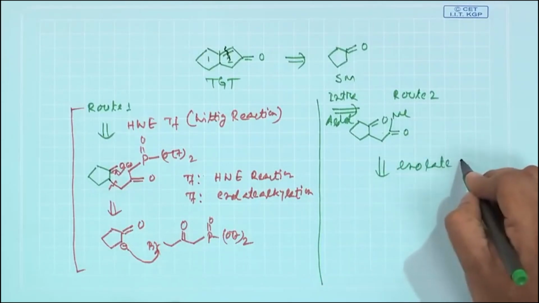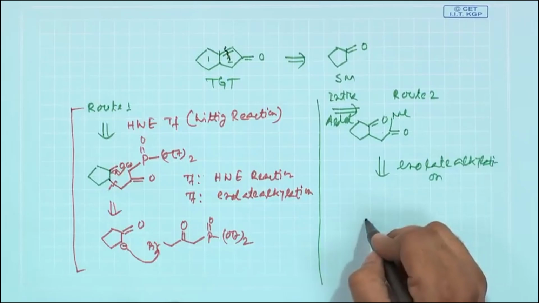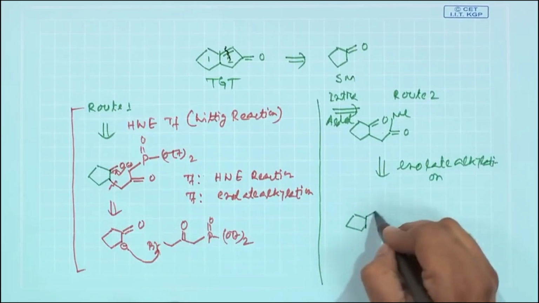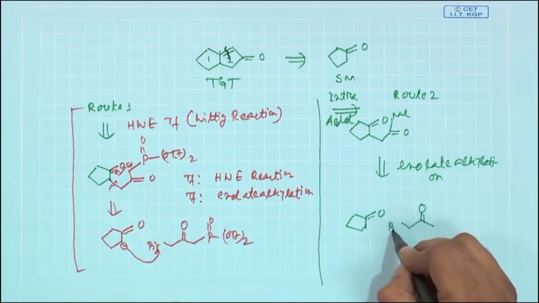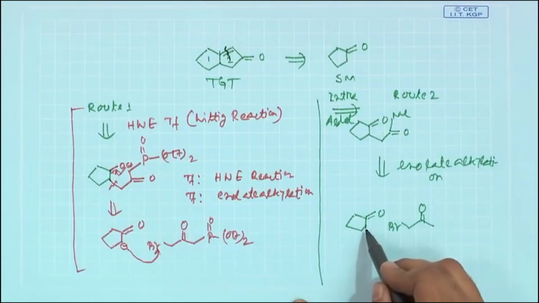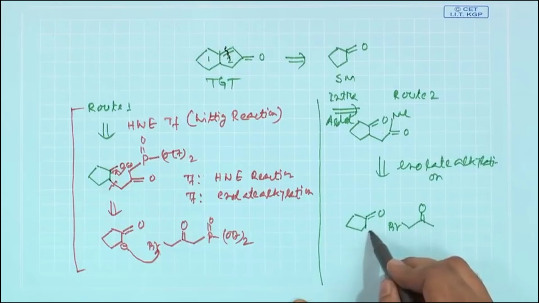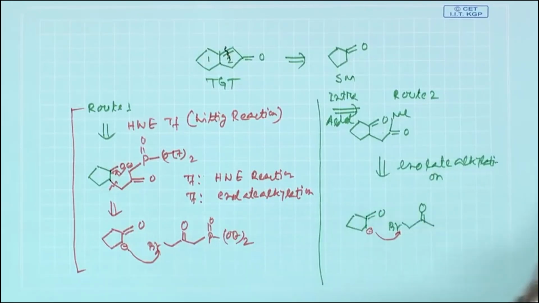Now, the next retro is based on enolate alkylation. So, what do you basically need? You basically need this compound, which is monobromoacetone, the monobromo derivative of acetone. So, if you have a cyclopentanone react with monobromoacetone with a base, you do the alkylation first, then you do an intra-aldol.